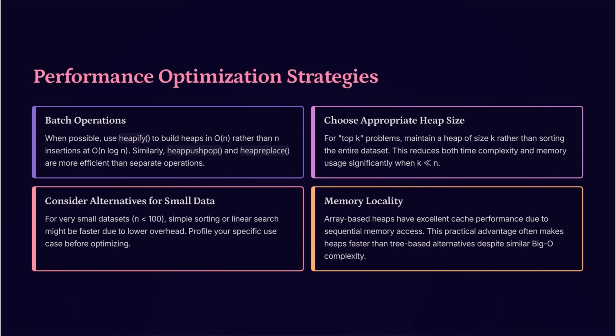Optimize performance by using heapify for O(n) heap construction instead of n insertions at O(n log n). For top k problems, maintain a heap of size k to reduce complexity. For small datasets, consider simple sorting due to lower overhead. Array-based heaps offer better cache performance than tree-based alternatives.